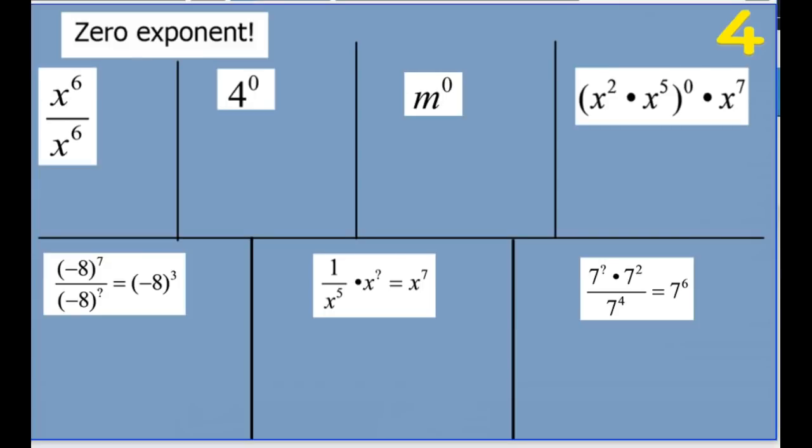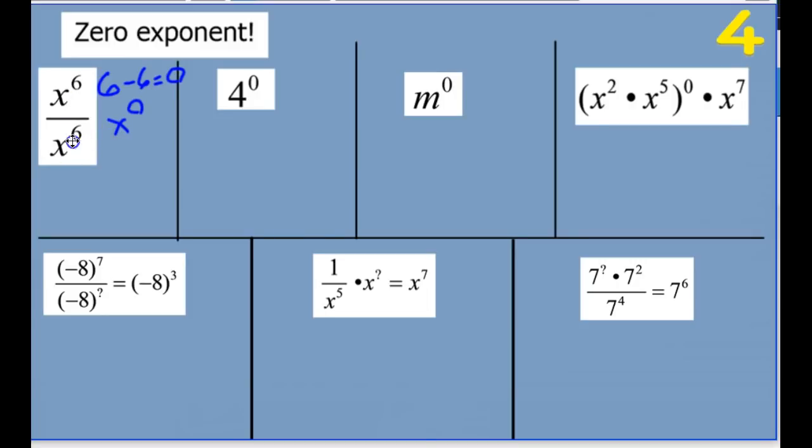Alright, so our last slide, we're going to be talking about zero exponents. So exponents, but our exponent is going to be 0. Now, if we take a look here, we have x to the 6th over x to the 6th. If we were going to divide these, what we would do is subtract their exponents. So 6 minus 6 would give us 0. So basically we're saying that we have x to the 0 power.